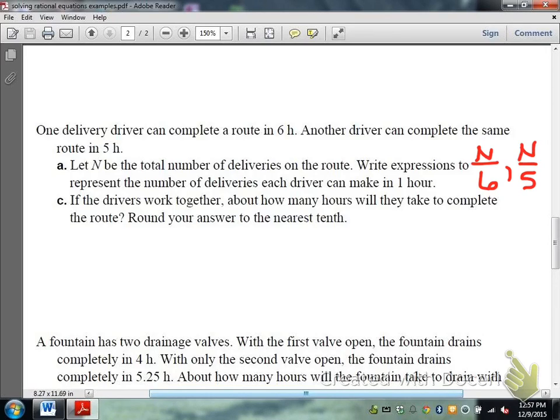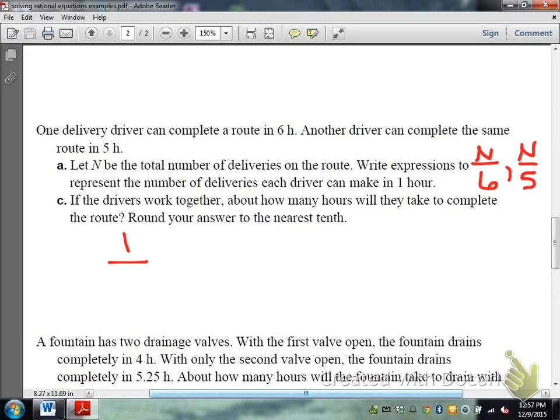Okay? How do we solve that? Here's the classic question. If the drivers work together, about how many hours will it take them to complete the route? If they're working together, what are we going to do with their rates? Add them. Very good.